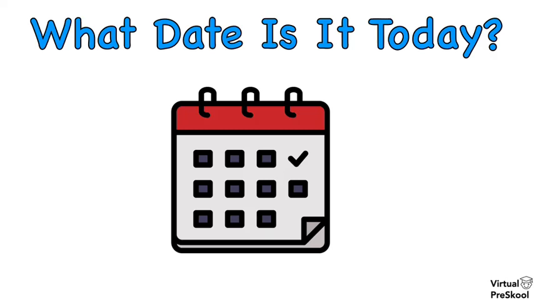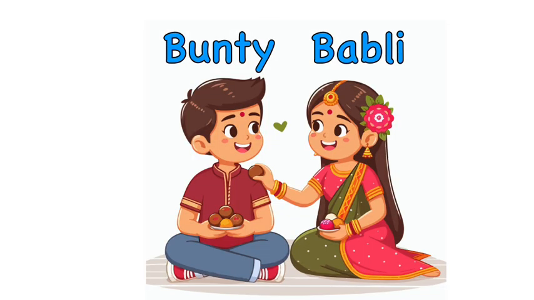In this video, we're going to review how to ask and answer the question, what date is it today? So let's think of this scenario. Bunty and Bubbly are talking to each other. They're the ones that are going to be asking each other, what date is it today? And then the other person will answer.